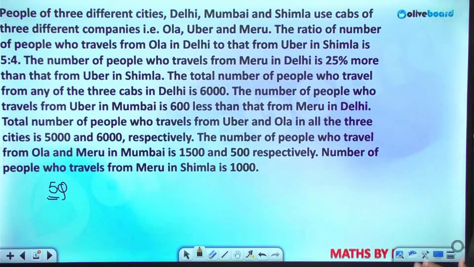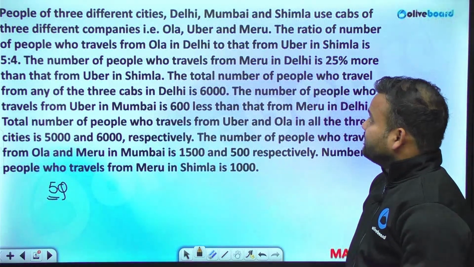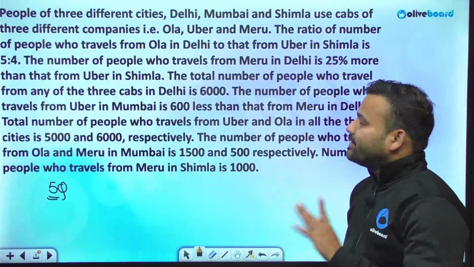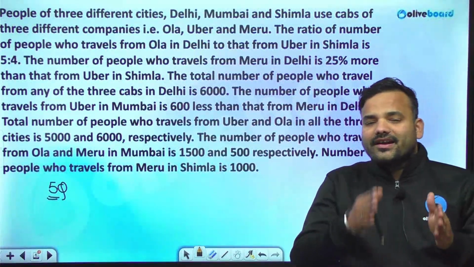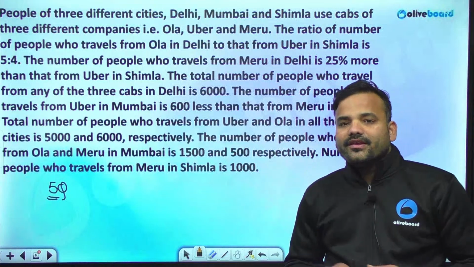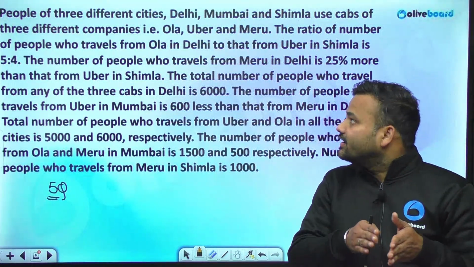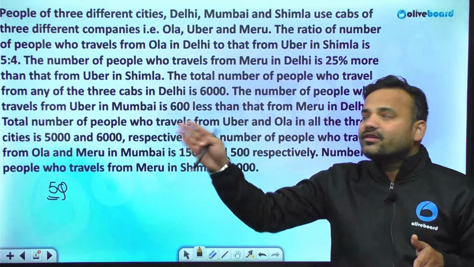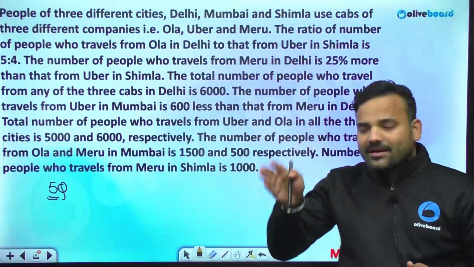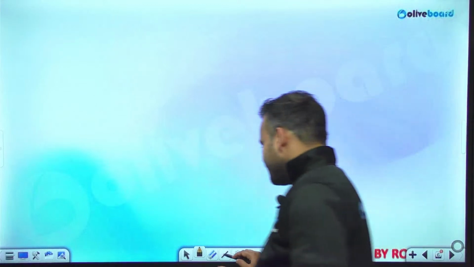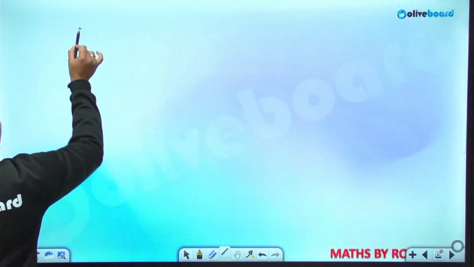People of 3 different cities, Delhi, Mumbai and Shimla, use cabs of 3 different companies, Ola, Uber and Meru. So this will be a grid of 3 by 3. 3 cities हैं, Delhi, Mumbai, Shimla, and 3 companies हैं, Ola, Uber और Meru. तो 3 by 3 डायग्राम होगा. तो सबसे पहले हम क्या करेंगे, क्वेश्चंस को सॉल्व करने से पहले हम डायग्राम बनाएंगे.